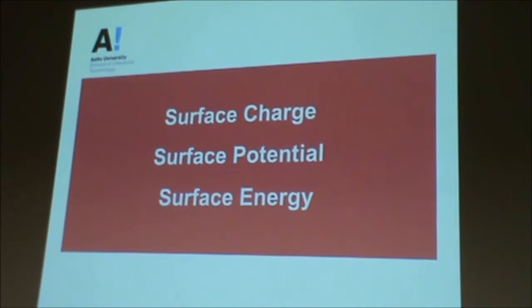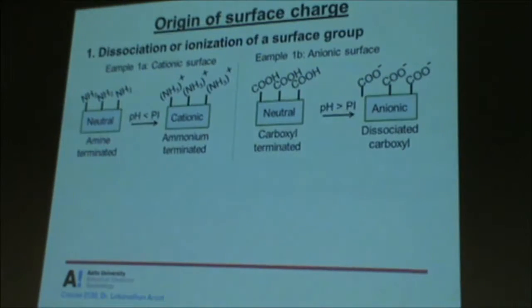Okay, today we are going to learn a bit about surface energy, surface charge and surface potential. We'll go one by one what each of these terms mean. Now, surface charge. The origin of surface charges can be some groups that are initially uncharged, but then at the right condition, at the right pH, they become charged. For example, here you have an amine group.